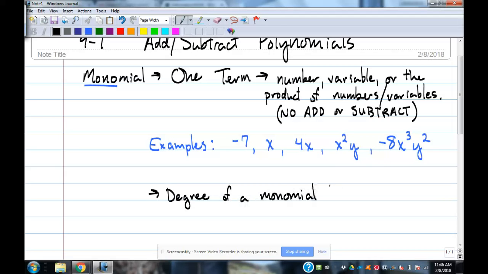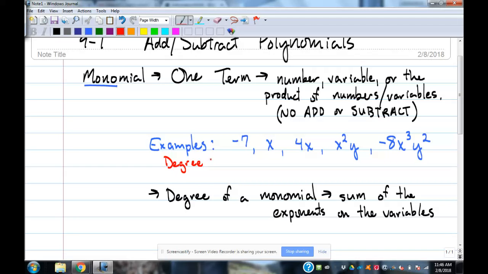The degree of a monomial is the sum of the exponents on the variables. So if we look at each one of these examples of monomials and state their degree. On the negative 7, how many variables are there? There's none, so the degree would be 0. On the X, what's the exponent on that X? 1. There's not one written, so it's a 1. So the degree is 1.